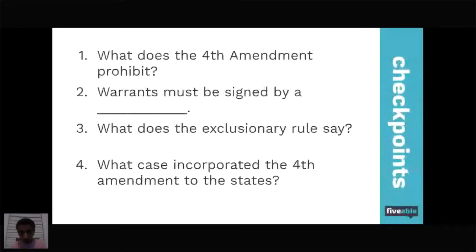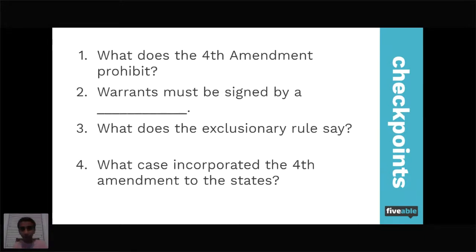So that definitely relates to this as well. All right. So what we're going to do is talk a little bit about a checkpoint of the 4th Amendment before we move into the next amendment. So if you could just answer these in the chat, that would be great. So we could know what we know and then reflect on what we need to maybe review at the end. So what does the 4th Amendment prohibit is number 1. Number 2, warrants must be signed by a blank. Number 3, what does the exclusionary rule say? Number 4, what case incorporated the 4th Amendment to the states? So you could feel free to answer any of them, the ones you know, so that way we can go over them and just get better at answering these types of questions, because these are basically the basis of your concept-based FRQ questions, except they'll give you a scenario and you have to apply these too.